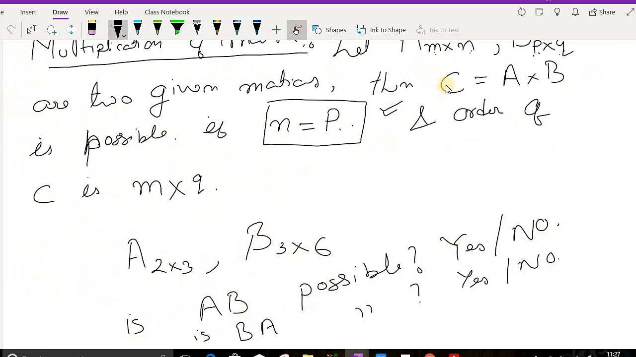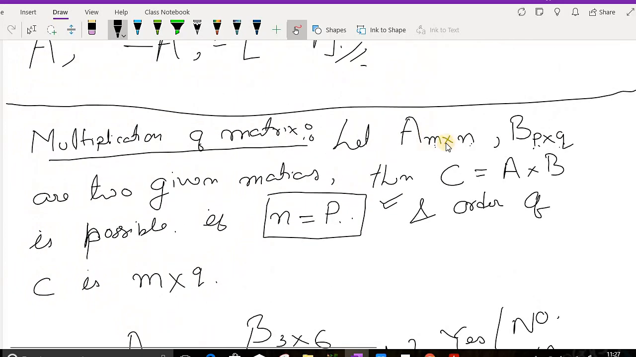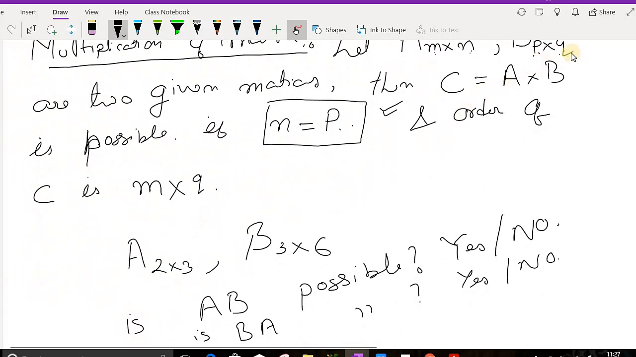Order of A is M by N, B is P by Q, and C means A B. A into B is possible only if N is equal to P. Here A will be this, right? M A2 whole, N A2 whole, P A2 whole, Q A2 whole. Are they equal?